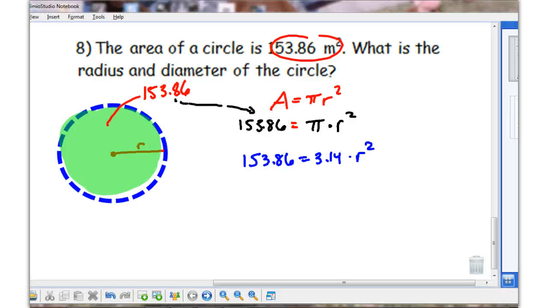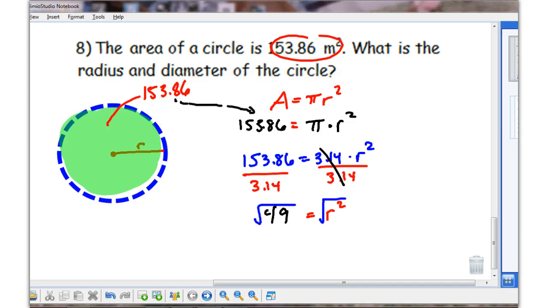So here's how we're going to do that. First we're going to divide by 3.14. When we do that, we'll get r squared on the right side, because those 3.14's cancel out. And when we do that, dividing by 3.14, we get actually 49. So now we have something squared is equal to 49. And just like the Pythagorean theorem unit, we'll take the square root to undo something squared. And we get r equals 7.